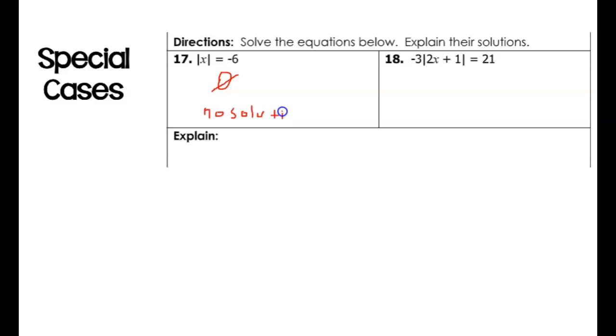Let's look at the next one. Next one, let's go through our steps. Let's isolate number 18. Let's isolate the absolute value. We're going to divide by -3 on both sides. Okay, so I divide by -3 on both sides. And then I end up with the absolute value of 2x plus 1 is equal to -7.